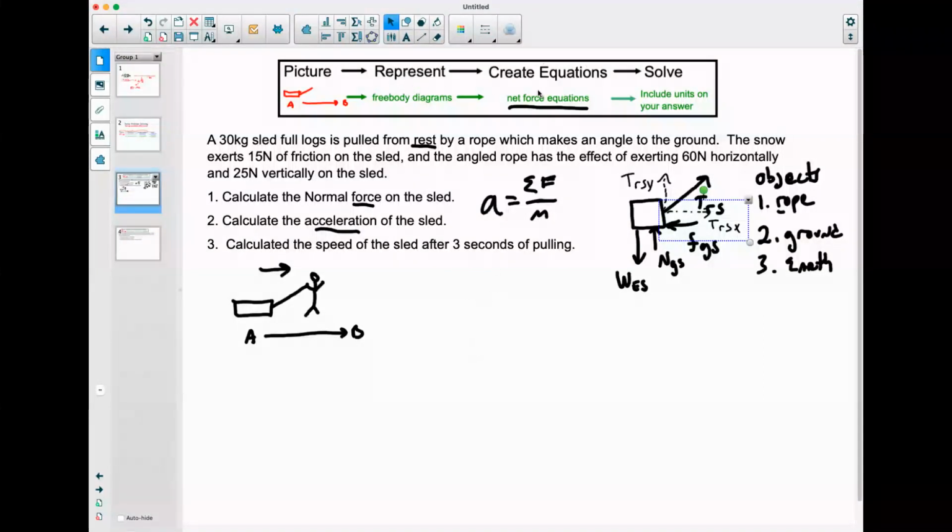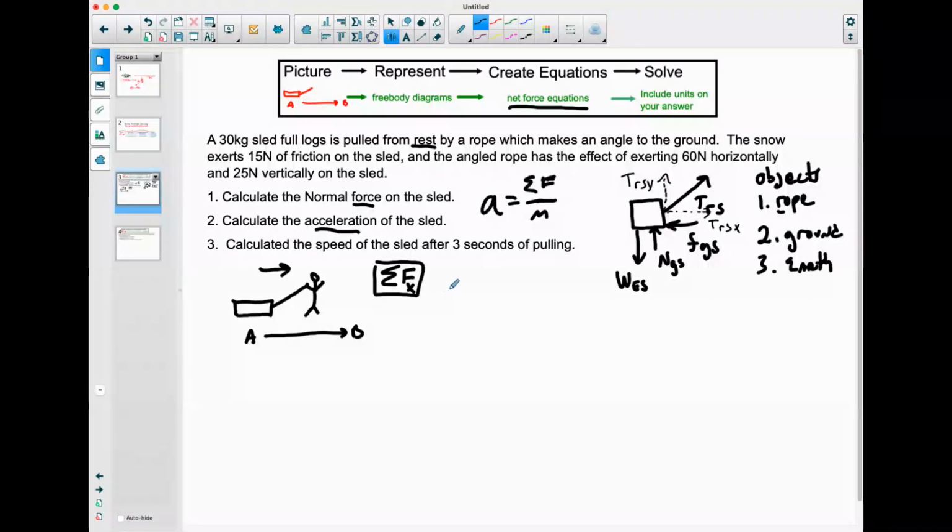We represented, now we're going to create the equation. So in the horizontal direction, we're going to make our net force equation in the horizontal direction. What that means is let's just put all the forces that are acting horizontally and set them equal to MA.